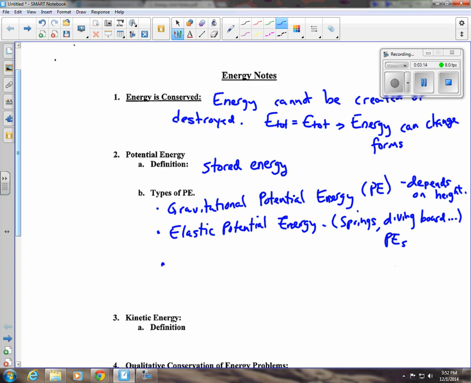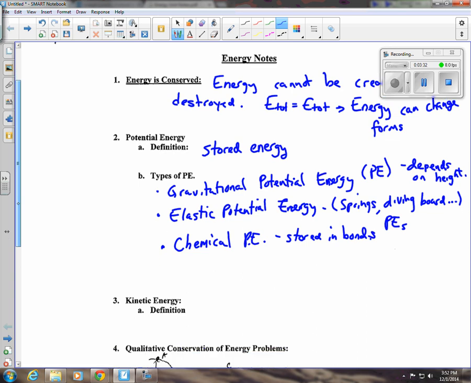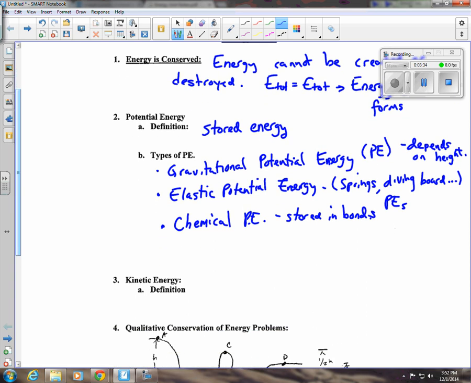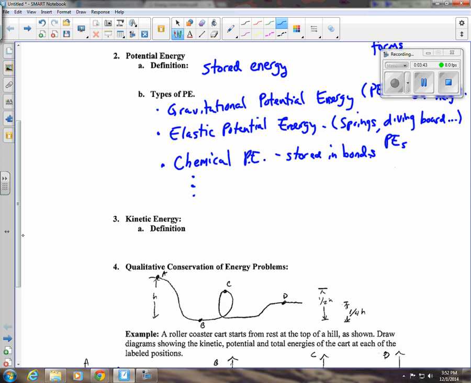We probably won't use these, but you need to know that there are other forms, like chemical potential energy, that's stored in bonds. So chemistry had to deal with that. But if you think this is how we get our energy when we eat food, we break apart those bonds, and that gives us our energy. And there are many, many other forms. But mostly we're going to use gravitational and some elastic potential energy.